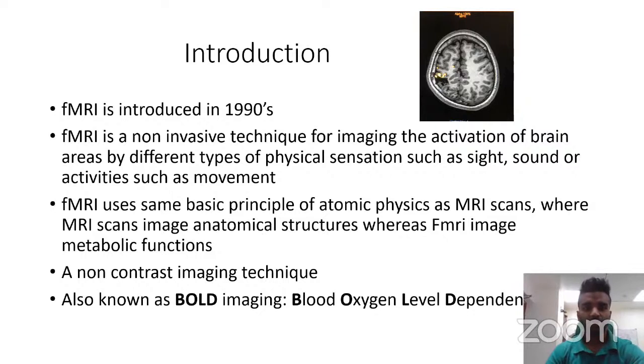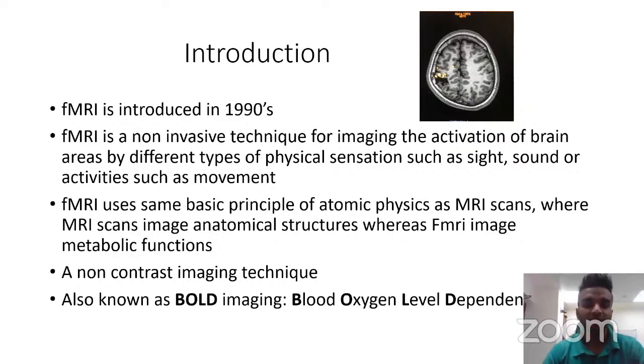As an introduction, fMRI was introduced in the 1990s. fMRI is a non-invasive technique for imaging the activation of brain areas by different types of physical sensations, such as sight, sound, and activities such as movements. fMRI uses the same basic principle of atomic physics as MRI scans, where MRI scans image anatomical structures, whereas fMRI images metabolic function.